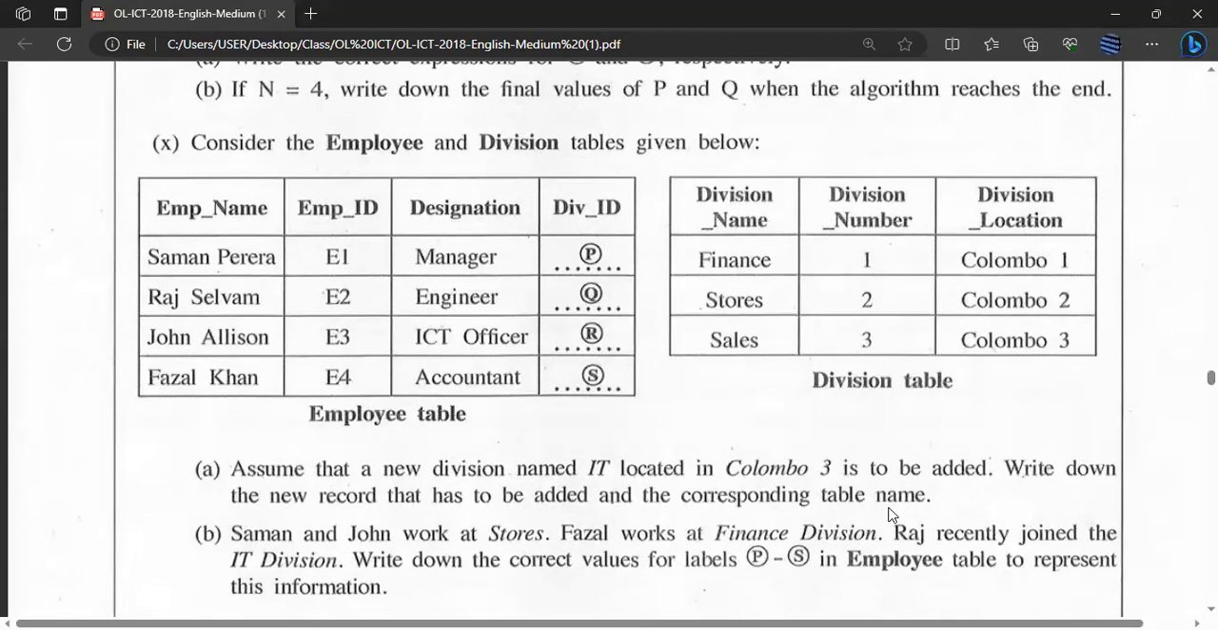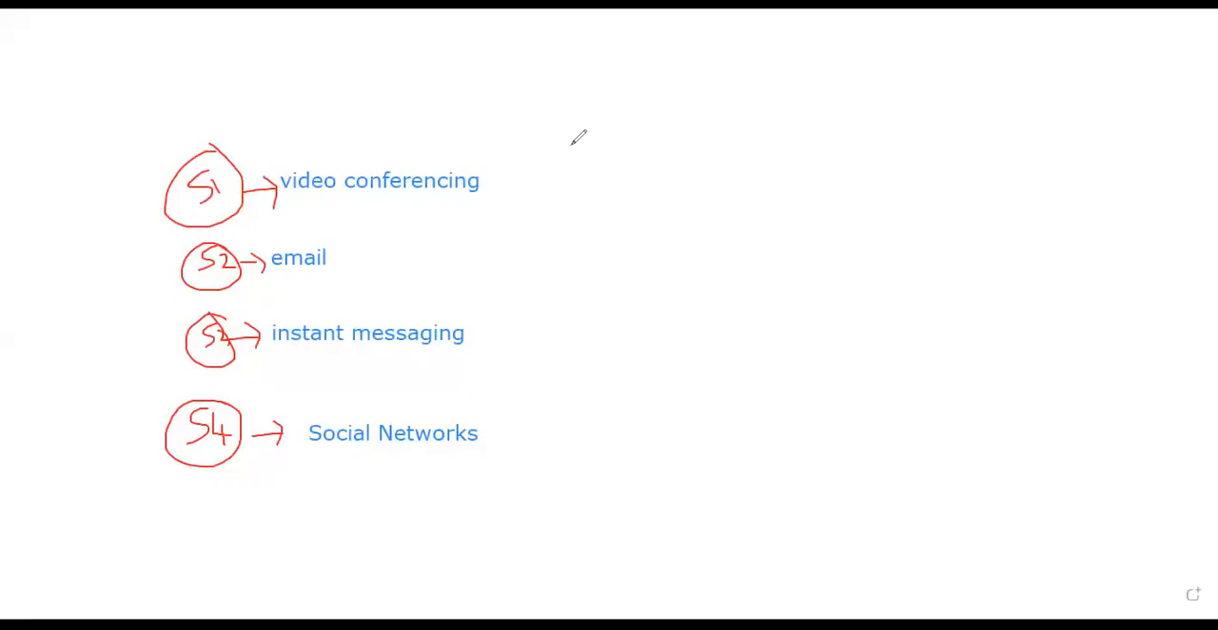So write down the new record that has to be added. So what will be the new record to be added? And the table, what will be the table, guys? The table will be the division table, right? So how will it be added? Let me show that. So you can see the division table.